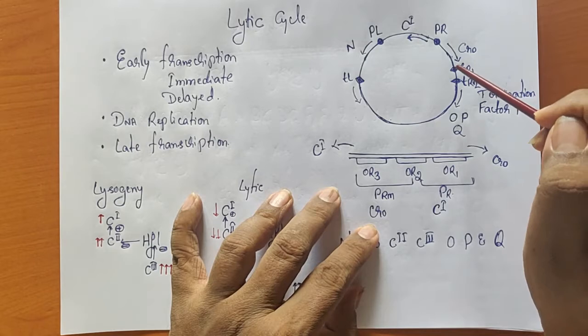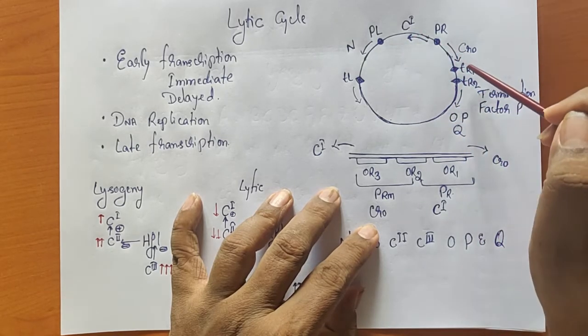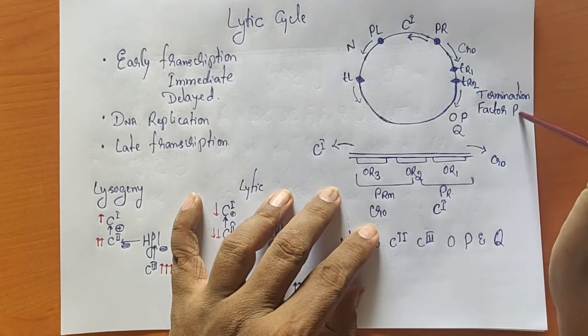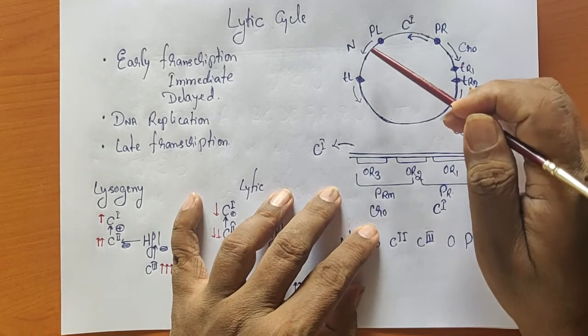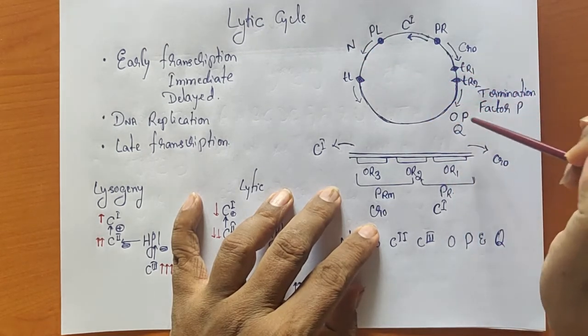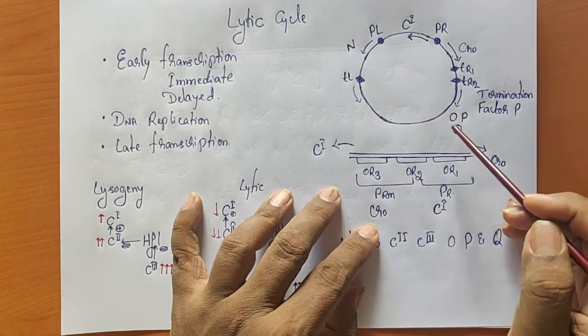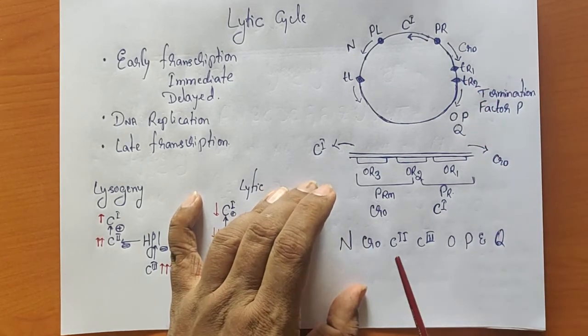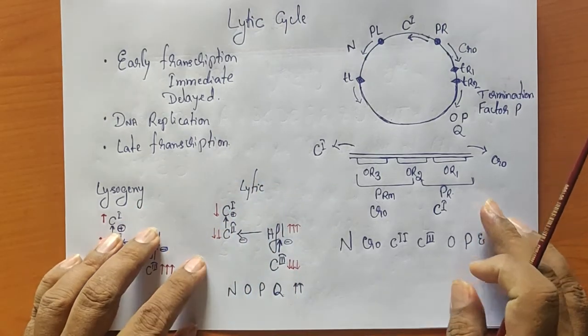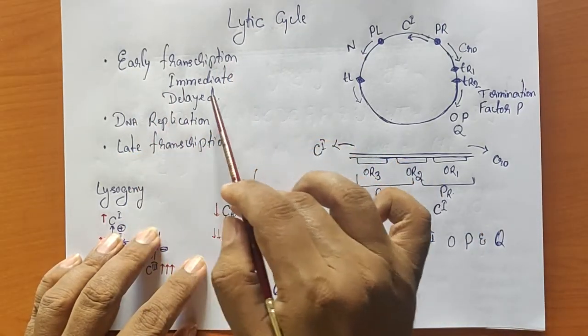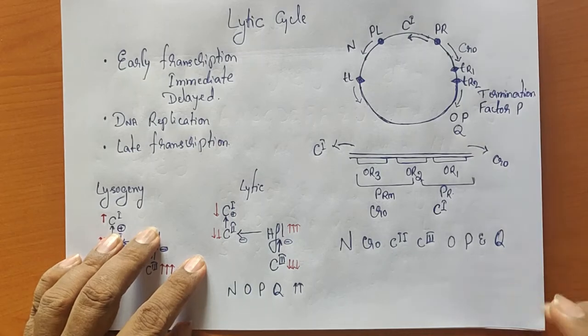N proteins, because usually what happens, the host terminator factor P will bind to the TR1, TR2 and TL. So the N will unblock the whole process. Now that results in the synthesis of OPQ as well as C2 and C3. So now with this, in the early transcription, what are the immediate events which is going to happen?